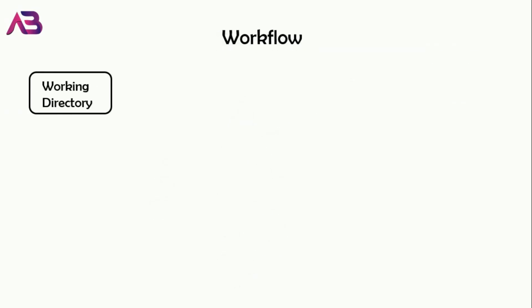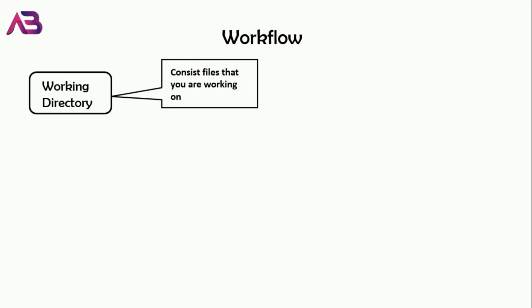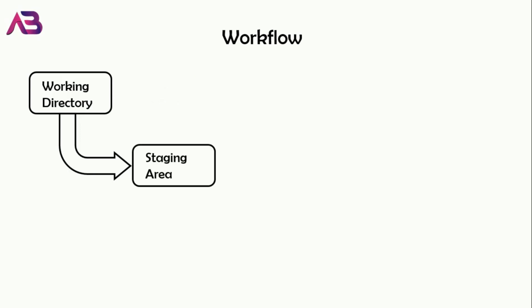Working directory. Working directory consists of files that you are working on. At this moment, Git has no control over the files. You can say that they are untracked. When you have completed the task of modifying the code, you can then add this file to the next area, which is the staging area.